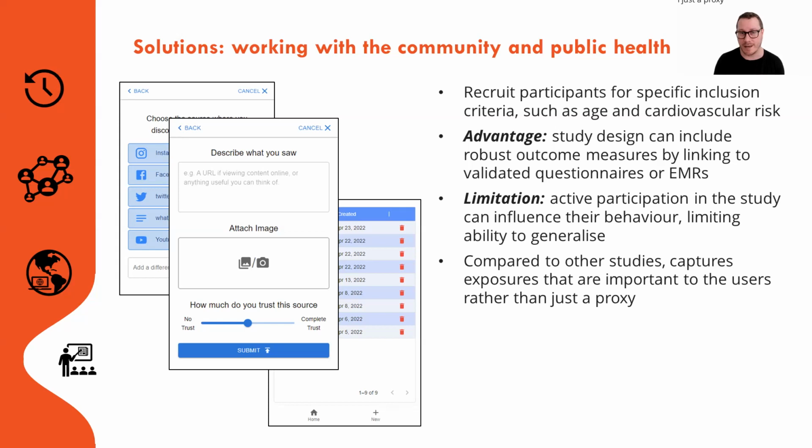It's not good for us, right? They wanted to have control over the history so they could go back and look at the information later. They wanted to take it with them so they could show their doctor. And they really wanted to compare their level of trust in certain sources with information from experts or from their peers.